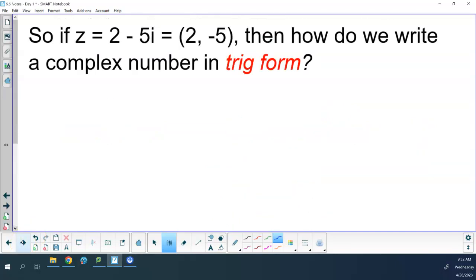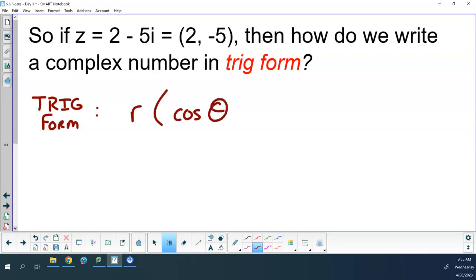So now we're back in this. Same problem here now as we just did before. It's in the same spot. How do we write the complex number in trig form? Well, the trig form, and this is kind of important, you should put a couple of stars around this. The trig form of a complex number is r times the cosine of theta plus I times the sine of theta.